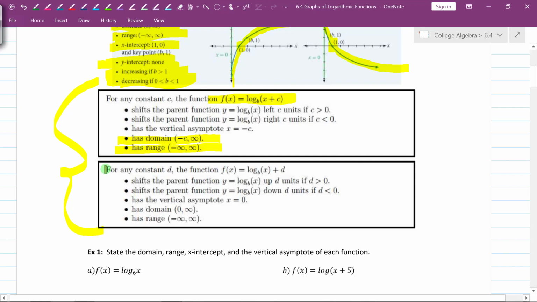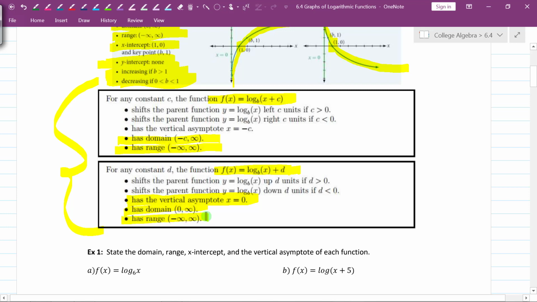For any constant, we can have a vertical shift, and the shift is going to be according to whatever the sign is. So if it's positive, you're going to be going in the positive y direction. If it is negative, you're going to be going down in the negative direction on the y-axis. We have our vertical asymptote. If all we have is a vertical shift, the asymptote remains the same. Our domain is going to be all positive real numbers, and our range is all real numbers.